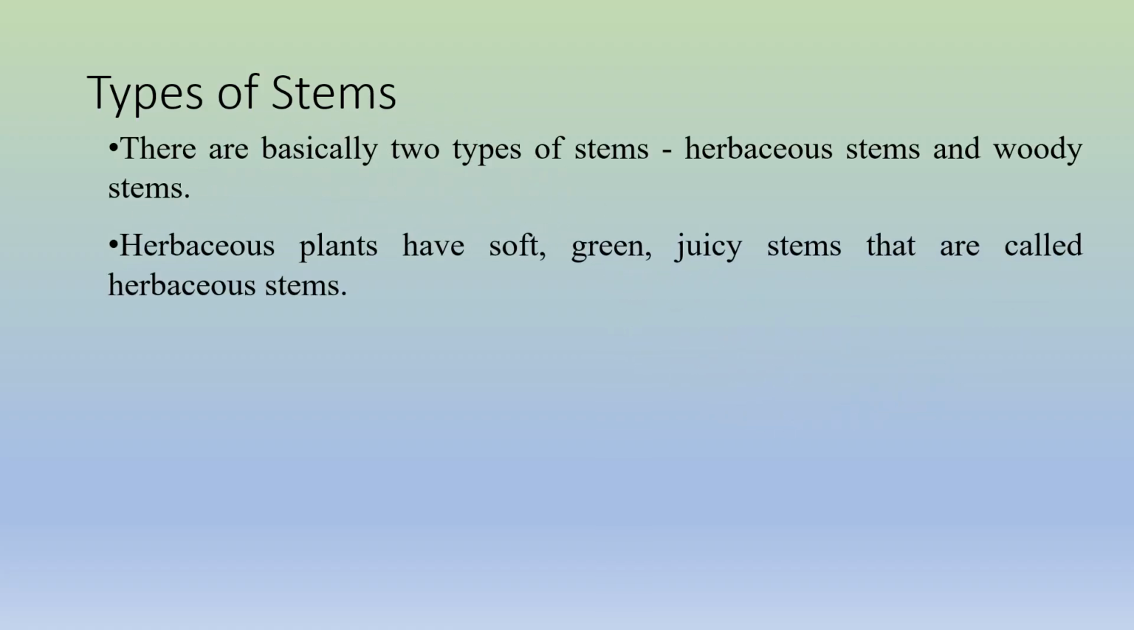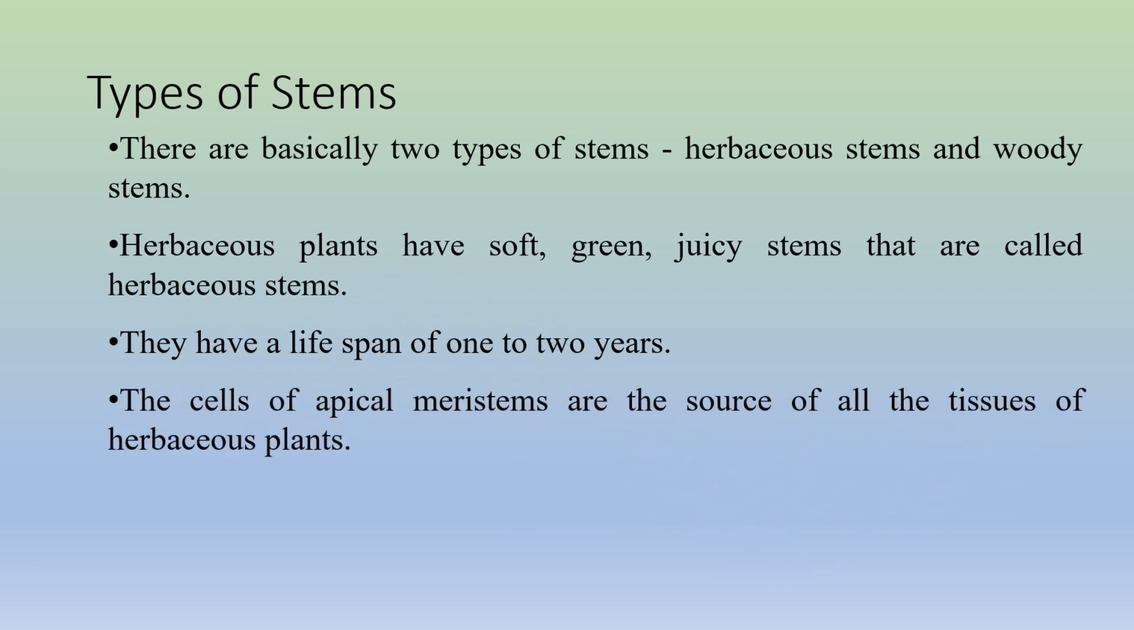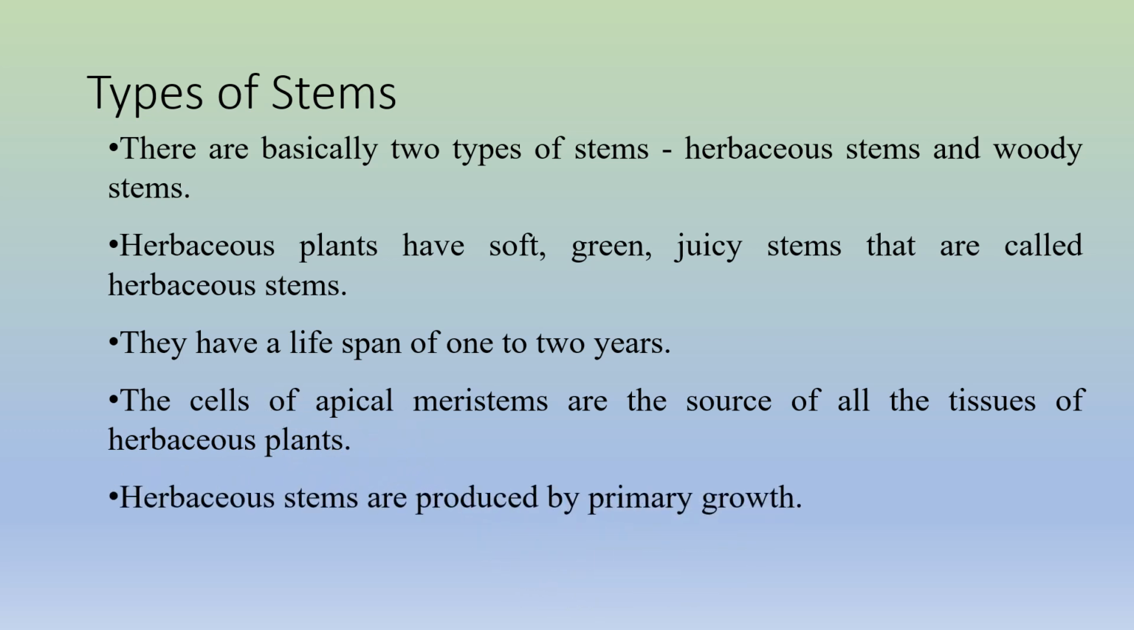There are basically two types of stems, herbaceous stems and woody stems. Herbaceous plants have soft, green, juicy stems that are called herbaceous stems. They have a lifespan of 1 to 2 years. The cells of apical meristems are the source of all the tissues of herbaceous plants. Herbaceous stems are produced by primary growth.